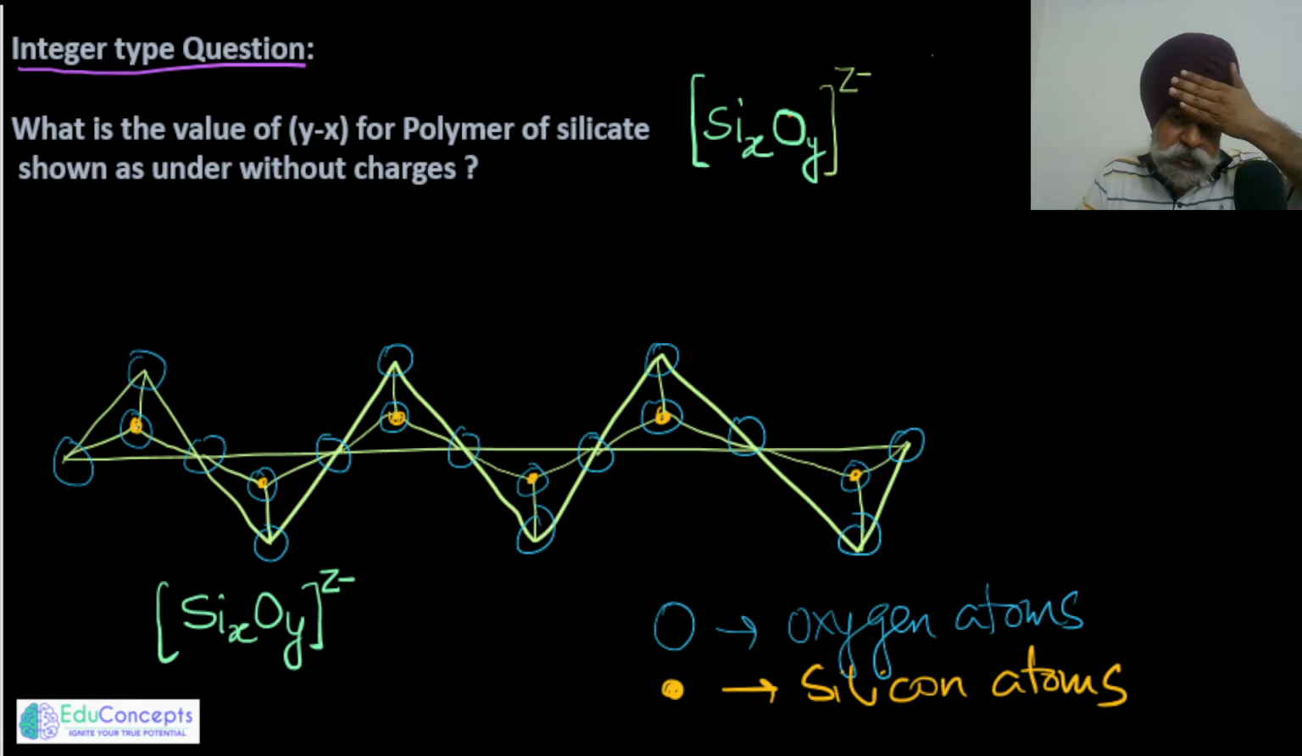So here in this integer type question, what is the value of y minus x for a polymer of a silicate shown under, without charges? So it's a simple one. Nothing confusing should be there. Simply you have to count the silicons. Silicons are 6 in number, I think so. So I would mark it, or rather I would do it on the next page.